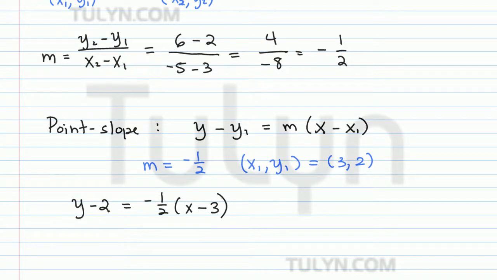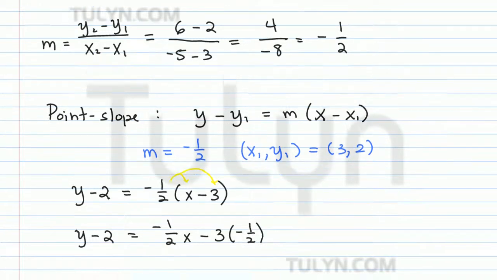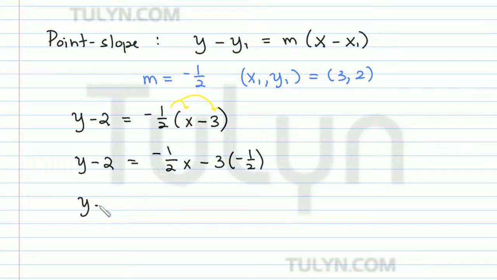So now we simplify. The first thing we should do is distribute this -1/2 to each of these terms. So we're left with y minus 2 is equal to -1/2 x, minus 3 times -1/2. So y minus 2 is equal to -1/2 x. And then minus 3 times -1/2 is going to give us plus 3/2.